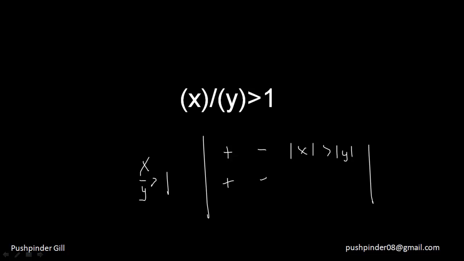So if I say x upon y is greater than 1, then you're sure either both of them are positive or both of them are negative, and the magnitude of x is greater than the magnitude of y, right? I suppose that's simple, because then only this would be greater than 1, right? And one of them can't be positive and another negative, because if the number turns out to be negative, it will never be greater than 1. Right? So this is the information that you can generate out of it.